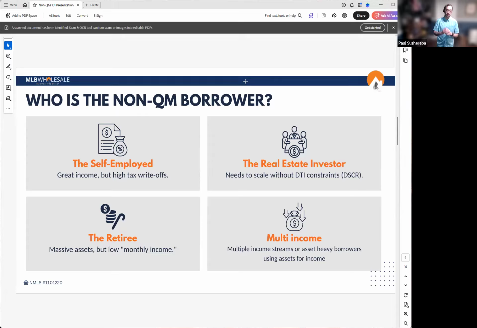If that property is cash flow neutral or positive, you've got a great DSCR there. There are options to look at that property as a negative cash flow as well, but it will take a stronger equity position and a stronger borrower. The retiree is another great non-QM possible borrower.